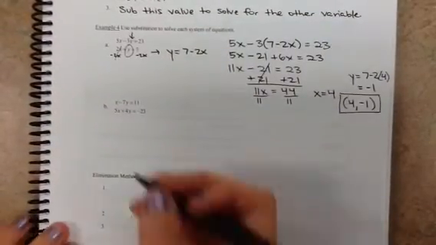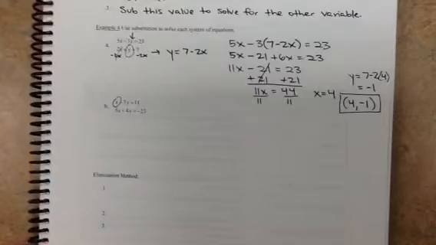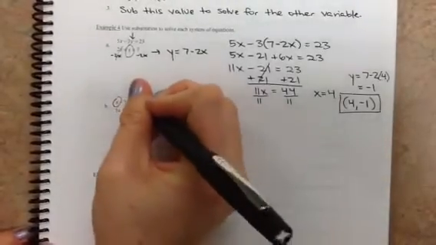Okay, next, this one. The x is easiest to get by itself, so we're going to add 7y to both sides.